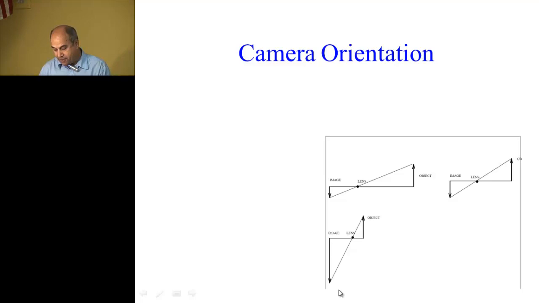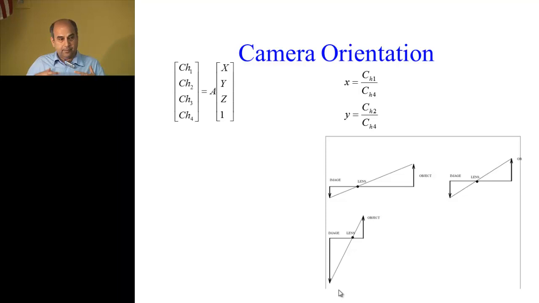Then the image will be at infinity because it's a straight line we are drawing. It's never going to hit the camera plane. Okay? Now then we are asking, how do we find the image coordinates? This is what we have been talking about. The x image coordinate is given by CH1 divided by CH4.